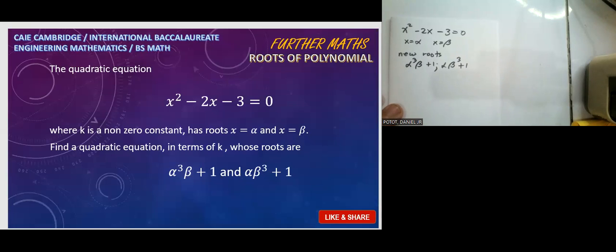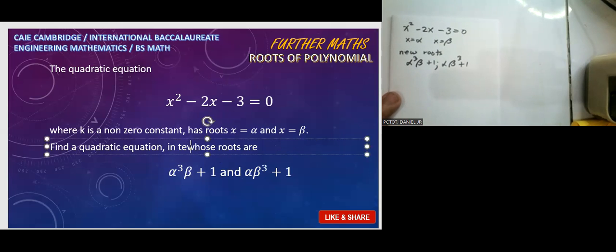Hi, this is the continuation of the video that we have just done a while ago. So the question was, you have the quadratic equation x squared minus 2x minus 3 equals 0, and the roots of this equation are x equals alpha and x equals beta. Find a quadratic equation... sorry, that's actually wrong there, I just copied that entire function. So find the quadratic equation whose roots are alpha cubed beta plus 1 and alpha beta cubed plus 1.